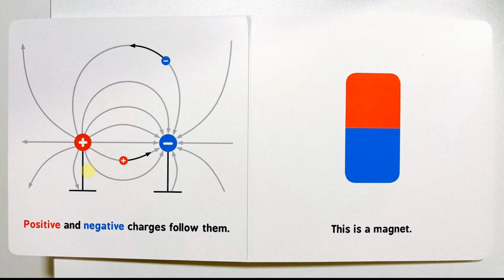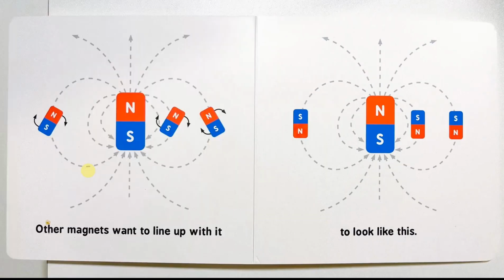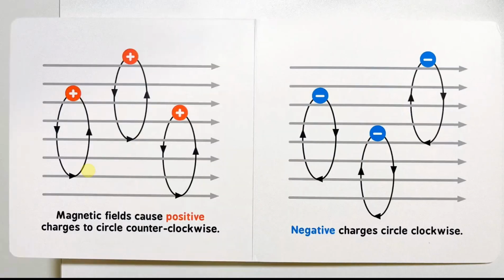This is a magnet. It has a north pole and a south pole. It creates a magnetic field. Other magnets want to line up with it to look like this. Magnetic fields cause positive charges to circle counterclockwise. Negative charges circle clockwise.